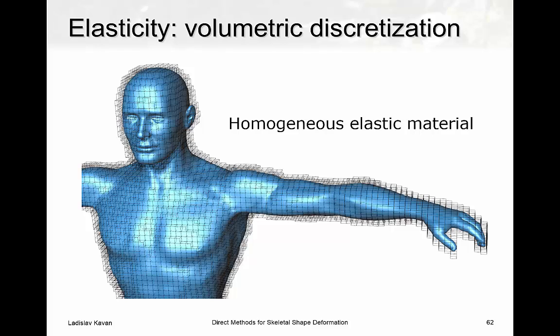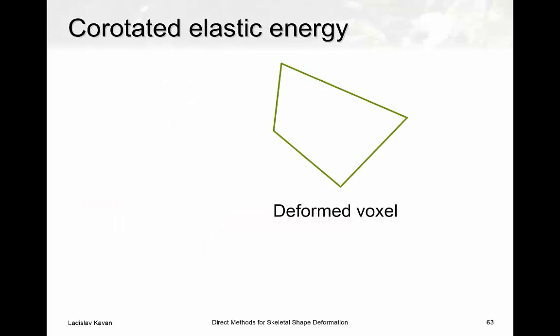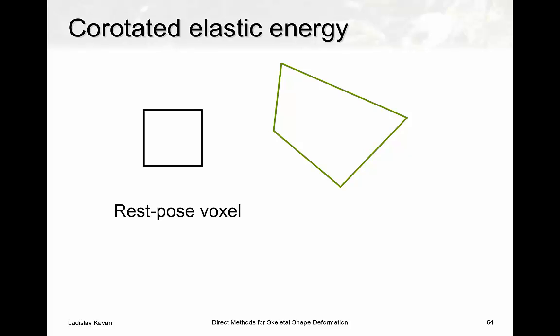For the homogeneous elastic material, we've defined the corotated elastic energy, and we minimize it subject to the constraint that the bones are held in place. So we prescribe where the bones are, and we minimize the corotated energy to get the deformation of the flesh. If you don't remember how corotated elasticity works, here is a very intuitive explanation for the case of a 2D voxel grid.